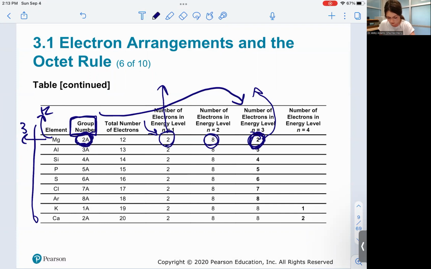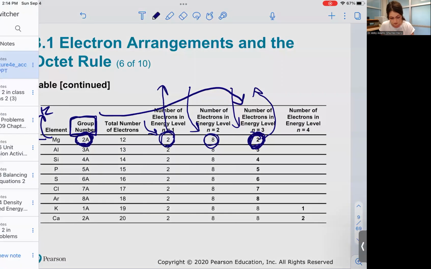So you're going to have 2 in that first level, then 10 left. 8 of those are going to be able to sit in the next level, and then 2 are going to be left. They're going to sit in the third level. Here you have an energy level that is not full, and it's not satiated. So you're going to have something that is reactive.